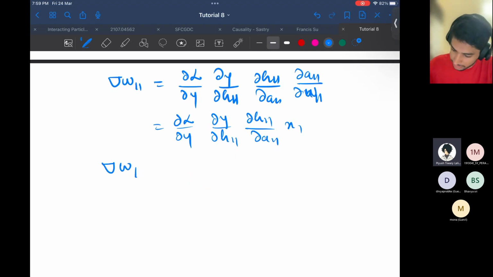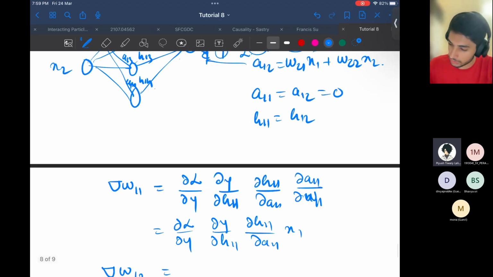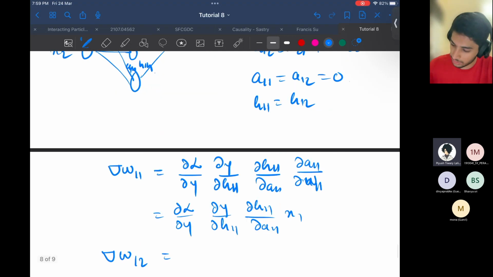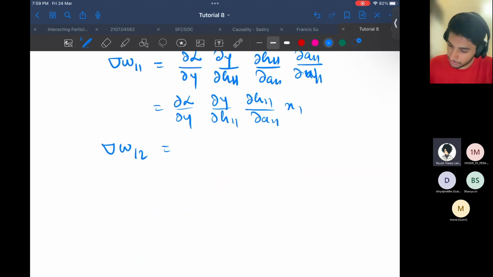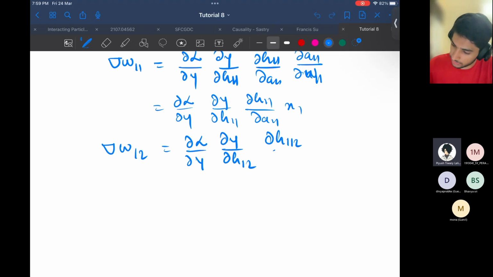Similarly, gradient of w12, the second weight that we saw here. What will that become? I will just write it down directly. This will become del L by del y, del y by del h12, sorry, it's not 100, it's 12, del h12 by del a12 times x1, right? This is what it will become.